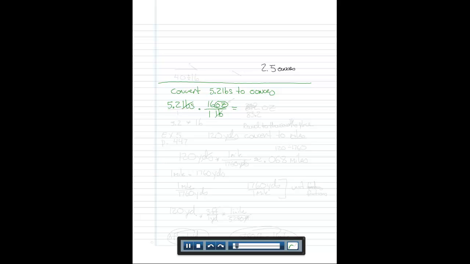So this one is 5.2 times 16, which is 83.2. And the advantage here is it tells me it's 83.2 ounces that are left. And so I get the conversion that I wanted.